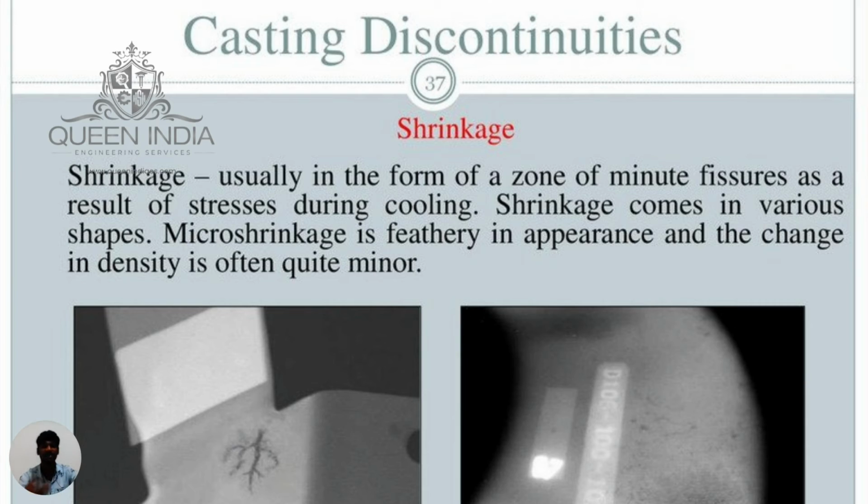The next is shrinkage. Shrinkage is usually in the form of zones of minute fissures. During cooling, shrinkage comes in various shapes, like cracks, holes and channels. There are several types of shrinkage, which appear as changes of density in the material, and the shrinkage will be formed in several types.